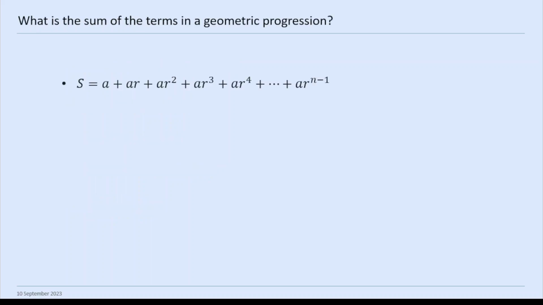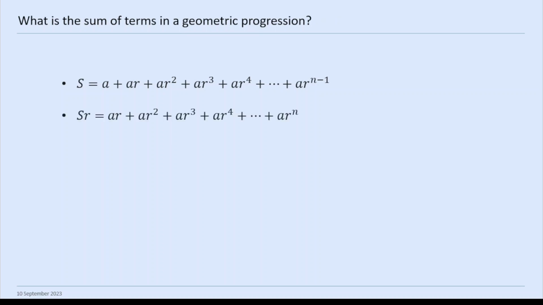So how do we add up all the terms in a geometric progression? Well, we can write it like this. S, the sum, equals A, which is the first term, plus AR plus AR squared plus AR cubed, all the way up to AR to the n minus 1, where R is the common ratio. And then we see that S times R equals AR plus AR squared plus AR cubed up to AR to the n.